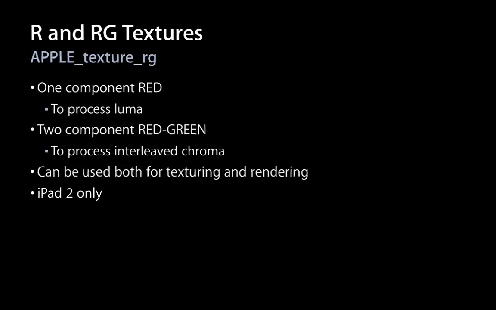Let's look at the RG textures. There's the Apple texture RG extension. It adds the 1-component red texture type. So it's basically for luma processing. If you were using a single plane from a CV image buffer before, you still had to deal with packing and unpacking, all those kinds of operations, and this one helps with that. And the 2-component red and green is for interleaved chroma.